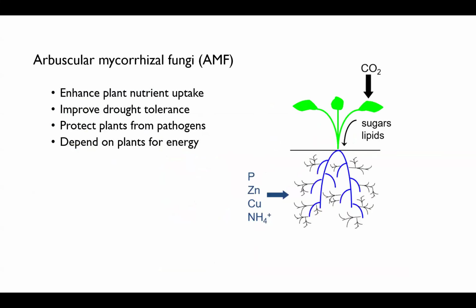When we think about the roles of AM fungi in terms of their benefits to plants, the primary function is the way in which they enhance plant nutrient uptake, particularly of phosphorus, zinc, copper, and to some extent ammonium. They also have been shown to improve plant drought tolerance. They seem to play a role in protecting plants from pathogens. But a really crucial thing that gets overlooked sometimes, I think, in thinking about benefits is that there's also a cost to the plant. Arbuscular mycorrhizal fungi are not able to synthesize their own lipids, and they aren't able to acquire energy from their environment in the way that other fungi do. And so they're dependent on the plants for that energy that comes from photosynthesis.